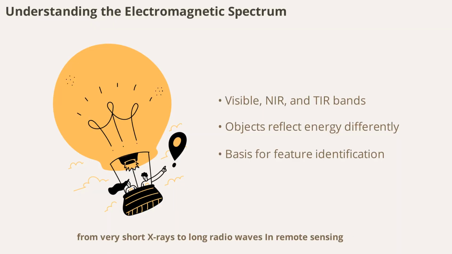In remote sensing, we're most interested in the visible, near-infrared (NIR), and thermal infrared (TIR) bands. Visible light is divided into blue, green, and red bands, while NIR and TIR extend beyond what our eyes can see. Different objects reflect or emit energy differently across these bands, which is the basis for identifying features in remote sensing images.